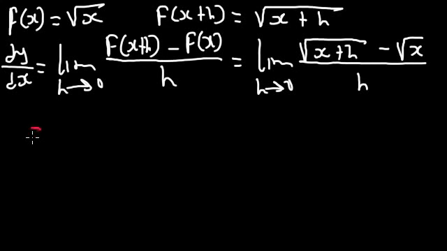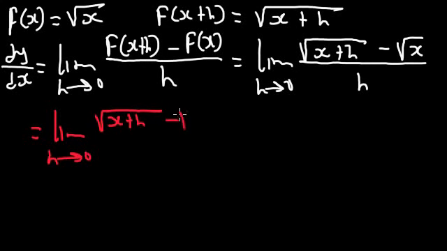So let's continue. We have the limit as h approaches 0 of the square root of x+h minus the square root of x all divided by h. So what I will do to rationalize this, I'm going to multiply both the top and bottom by the conjugate of the numerator. So I'm multiplying by the root of x+h.